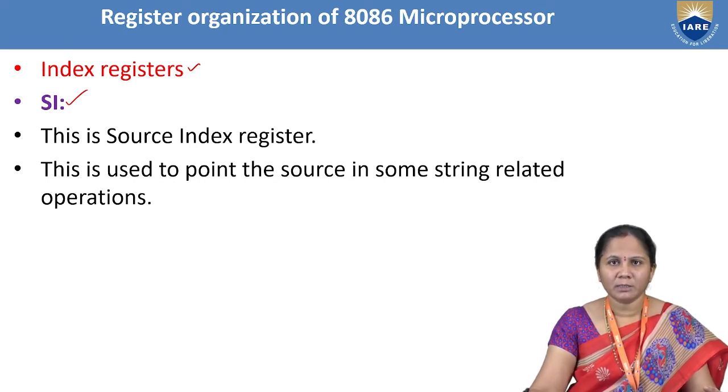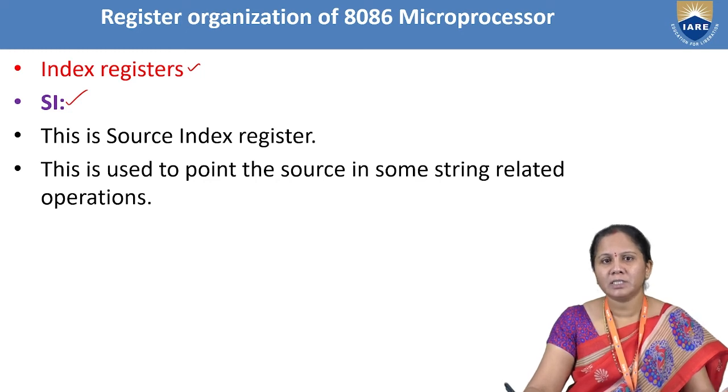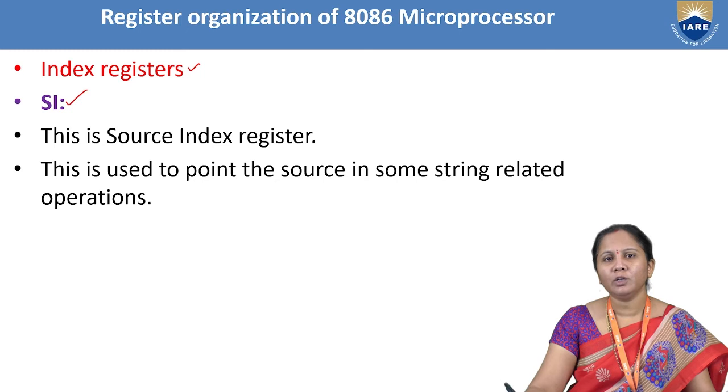It is a 16-bit register. Generally the source index is used during string operations. If we want to give 1 or 2 inputs, we can give them using simple registers like the general data registers, AX and BX. But if we want to give a larger number of inputs, we cannot use the general data registers. We have to use the registers SI and DI, that is, the index registers.